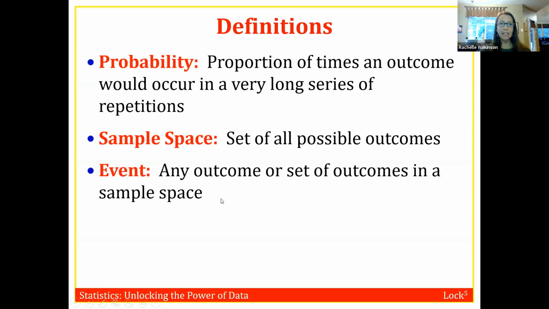An event is any outcome or set of outcomes in a sample space. So if we're talking about rolling a die, an outcome could be rolling the number 6, or an event could also be rolling an odd number. Rolling an odd number would encompass multiple outcomes.